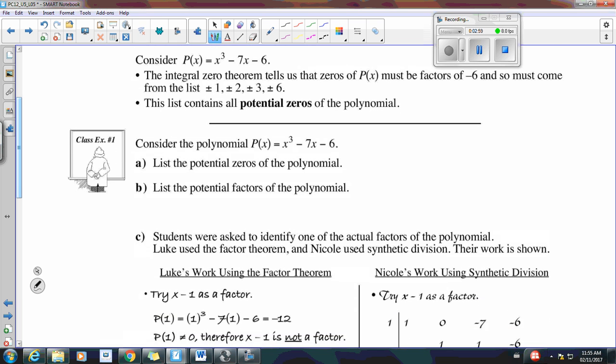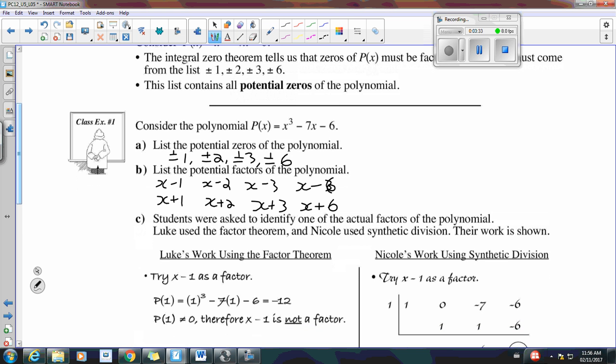Consider the polynomial p of x equals x cubed minus 7x minus 6. List the potential zeros. We're going to list all the factors of negative 6, so it is plus or minus 1, plus or minus 2, plus or minus 3, plus or minus 6. So what are the potential factors? Well, the potential factors are x minus 1, x plus 1, x minus 2, x plus 2, x minus 3, x plus 3, x minus 6, x plus 6. So we know our factors come somehow from this list.